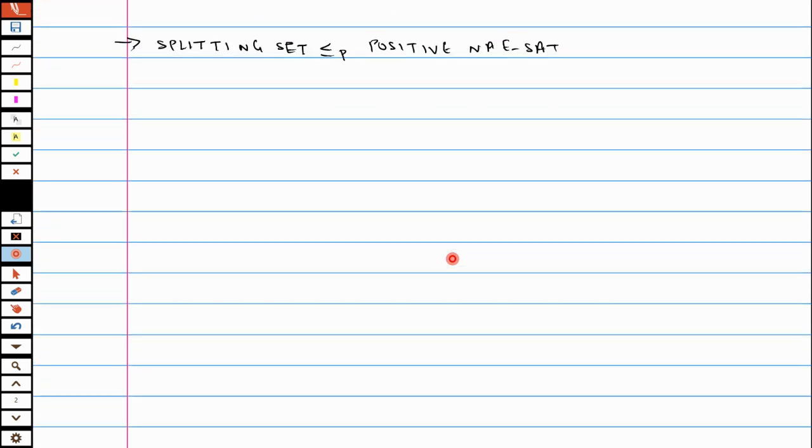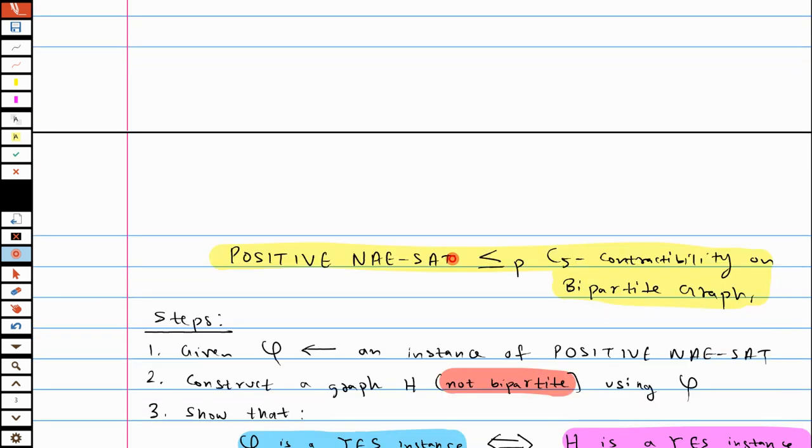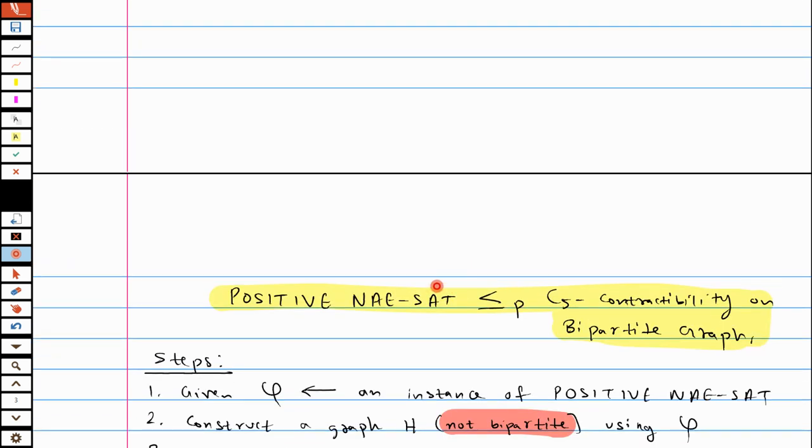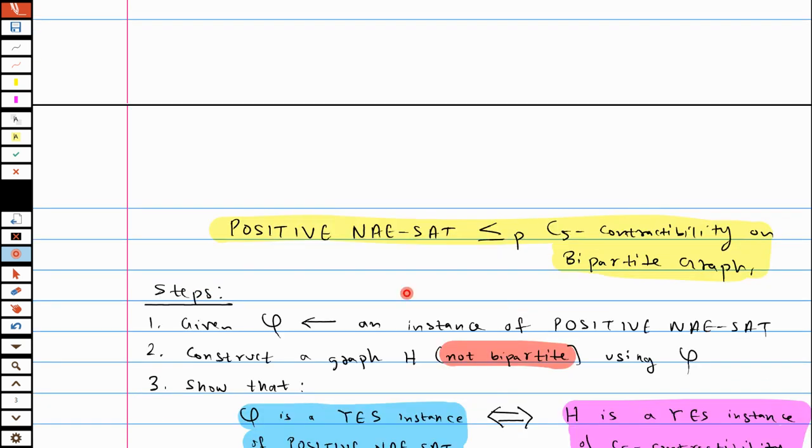Let's move on to the main reduction that we want to do. Yeah, so this is our main goal. We want to reduce positive NAE-SAT to our problem C5 contractibility, and this should be on bipartite graphs. So the steps will be as follows. NAE-2-SAT.